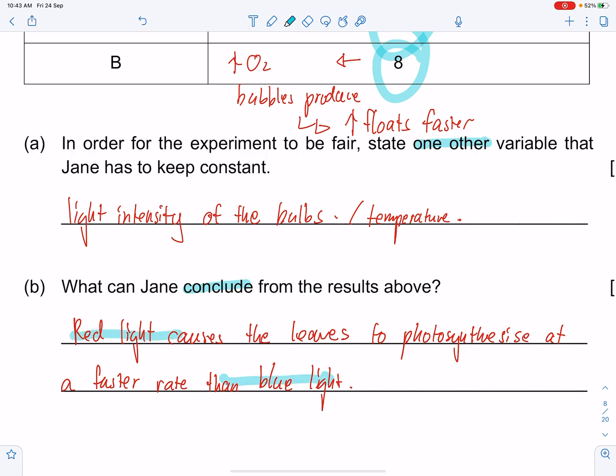You know why? You just tell me, oh, red light causes the leaves to photosynthesize faster. Huh? Faster than what? Besides just red and blue, there's also purple light, green light, yellow light, I don't know, cyan, okay? So many other colors, brown. No. So my whole point is, you need to tell me exactly what you are comparing with.